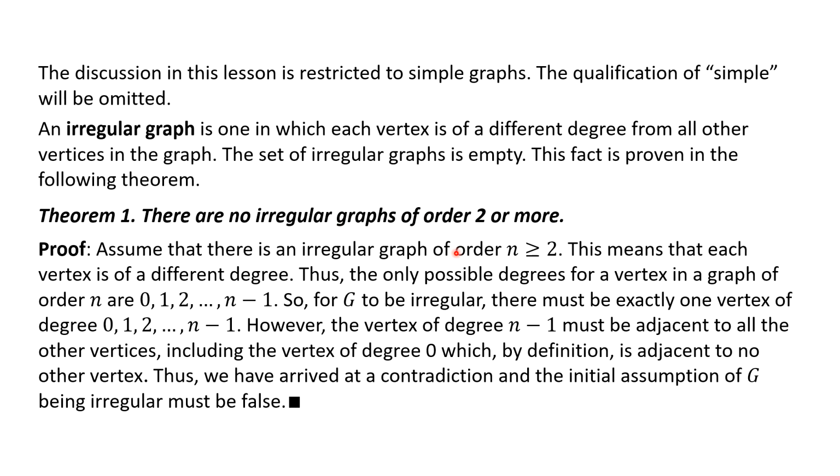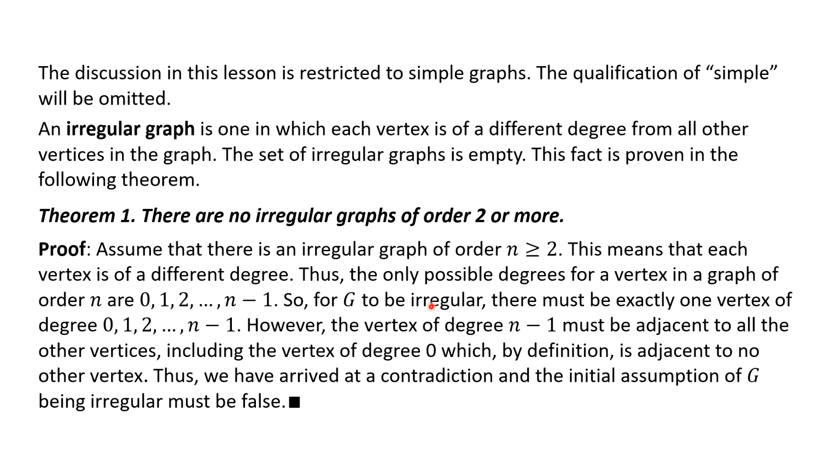We prove this by contradiction. Assume there is an irregular graph of order n greater than or equal to 2. This means that each vertex is of different degree, so each vertex has a different number of edges to the other vertices. Thus, the only possible degrees for a vertex in a graph of order n are 0, 1, 2, up to n minus 1.